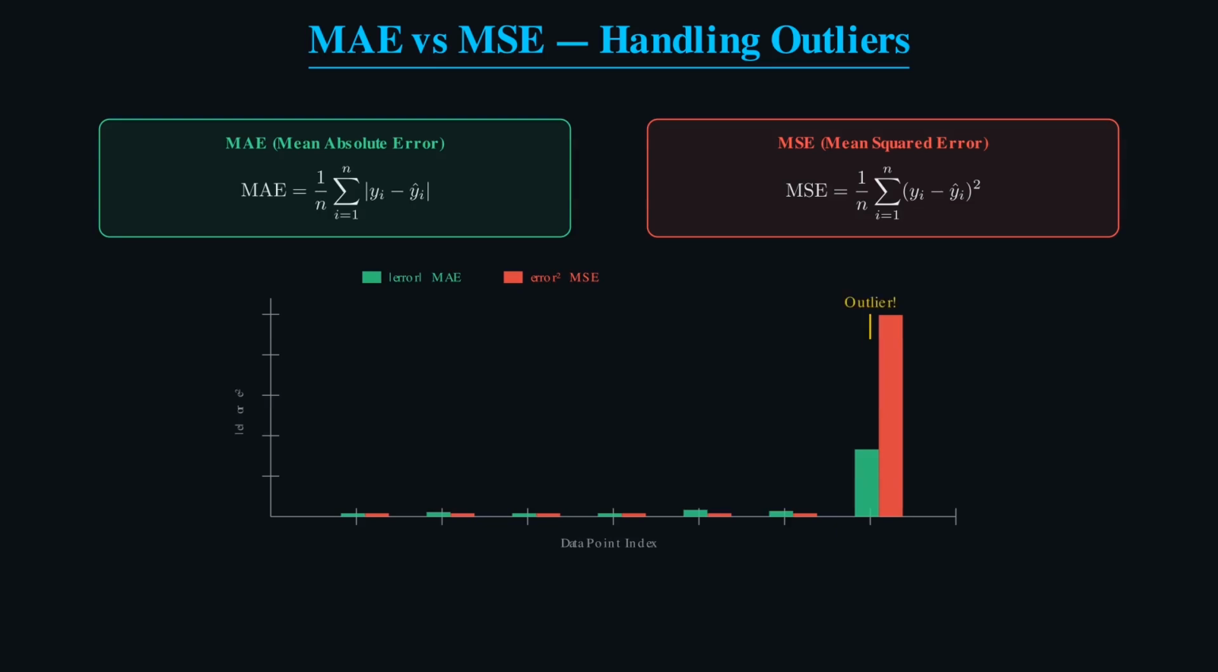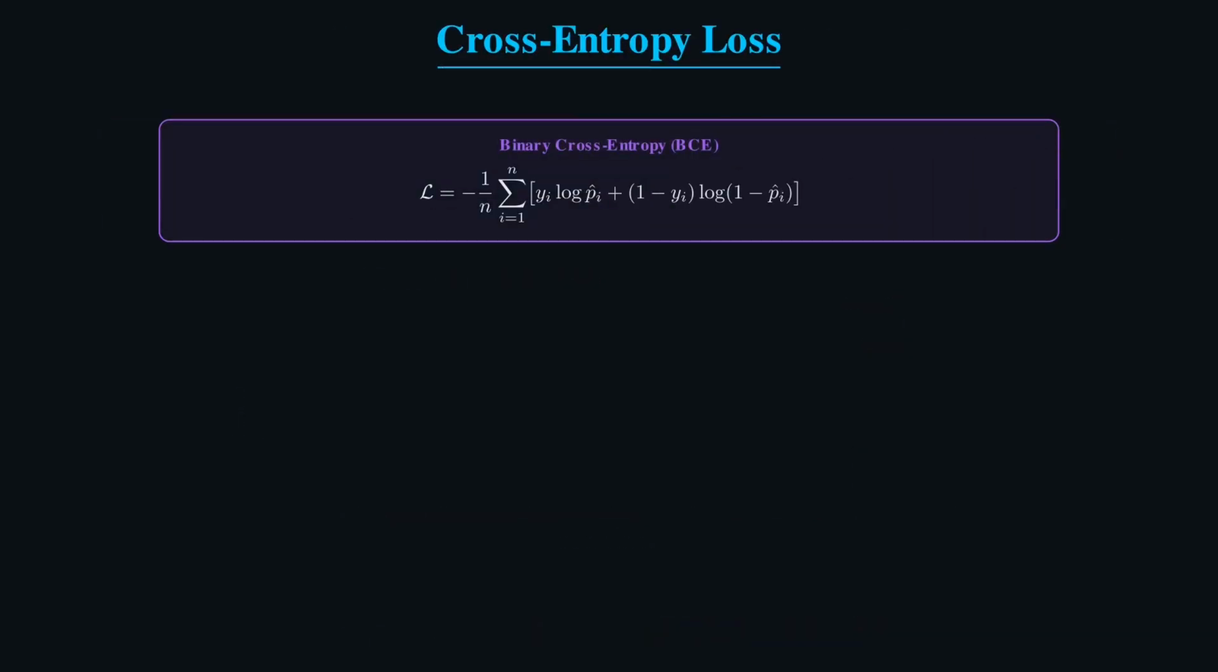For classification, cross-entropy is the gold standard. It penalizes confident wrong predictions heavily, pushing the model to assign high probability to the correct class. Whether binary or multi-class, it's the engine behind most neural network classifiers.